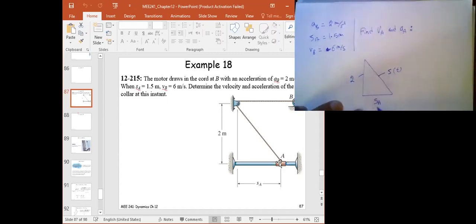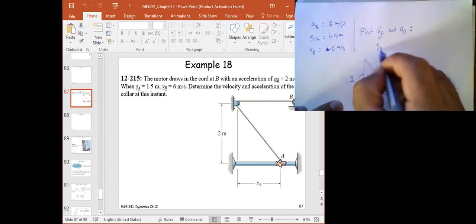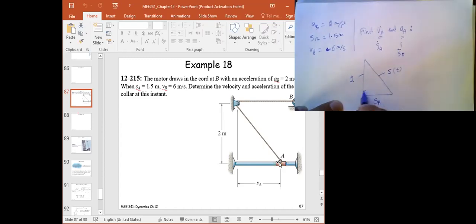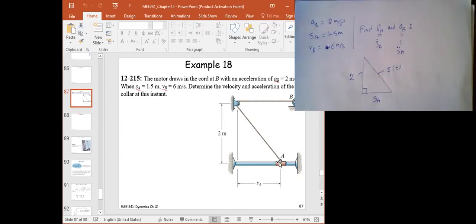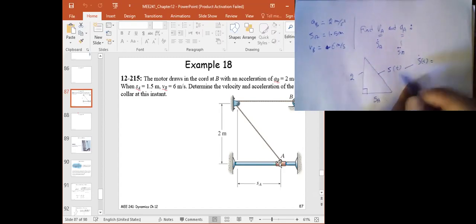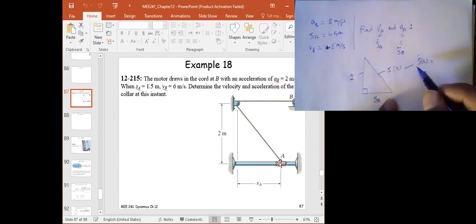So we're trying to find VA, which is SA prime, and here AA is equal to SA double dot. And then this guy is 90 degrees. How can I go about this? So what is S prime of t? It is SA prime plus 2, meaning SA prime. So S prime, the rate of change of this cable, is going to be equal to VB. And then S double dot of t is going to be equal to the acceleration of B.